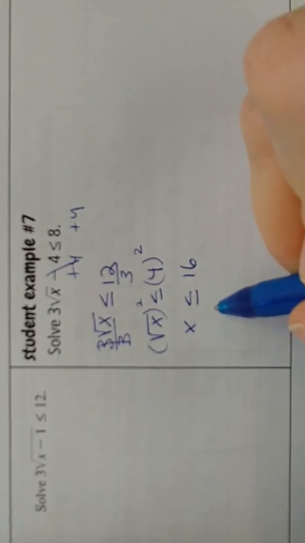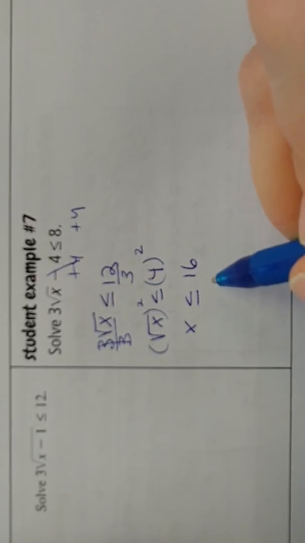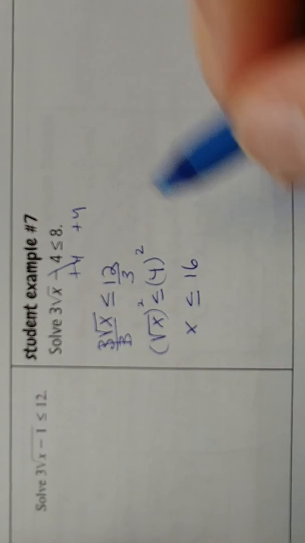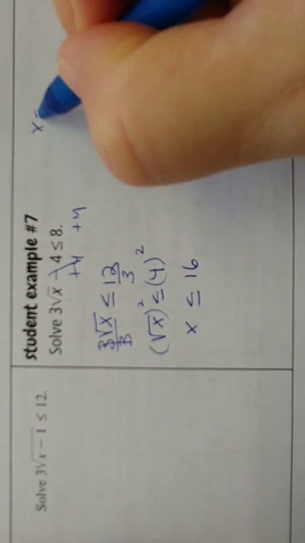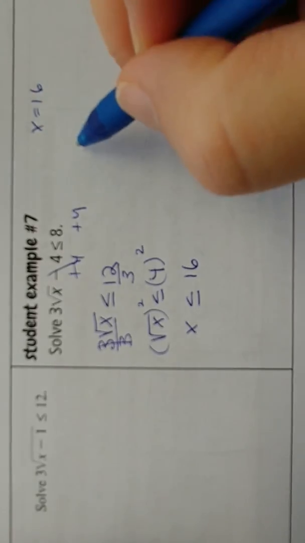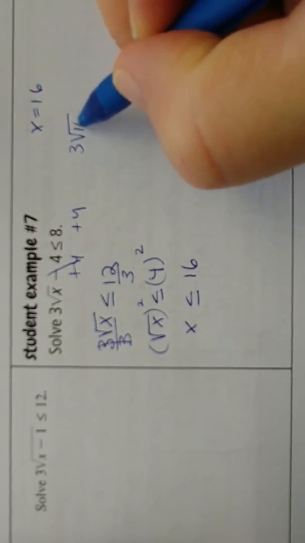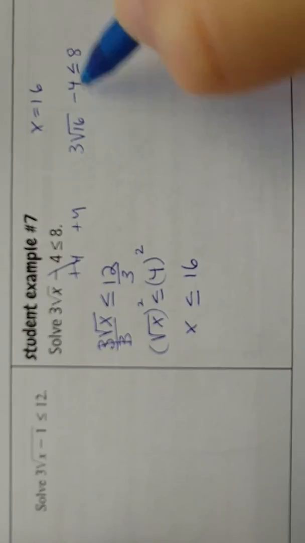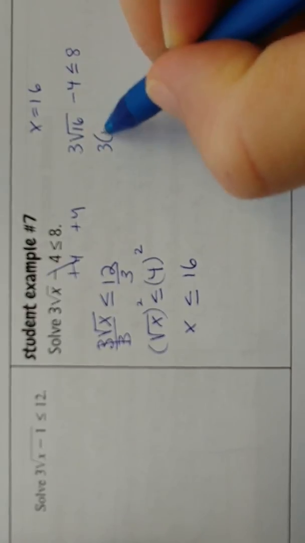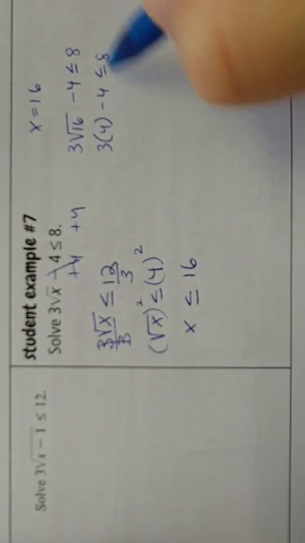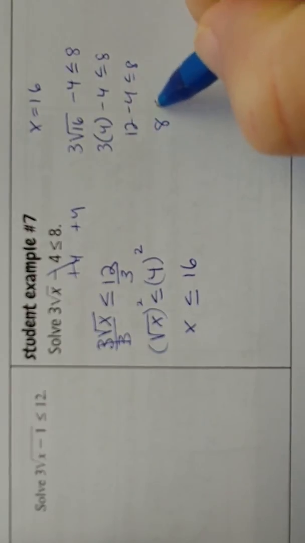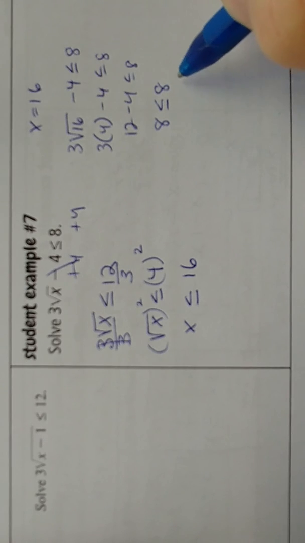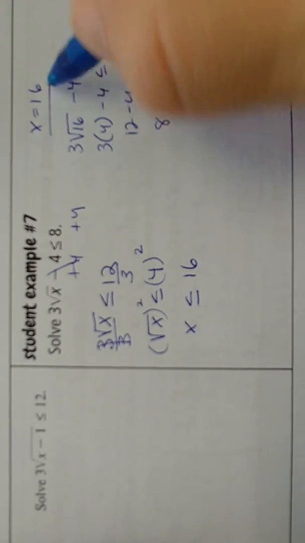So what I want to do here is I really want to be careful with this check and make sure that that's the only possible solution. So what I'm going to do is take the x does equal 16 piece and see if that checks out. So if I plug in a 16 here, I end up with 3 times 4, which is 12. And 12 minus 4 is 8. And is 8 less than or equal to 8? Yes, it is. So that checks out.